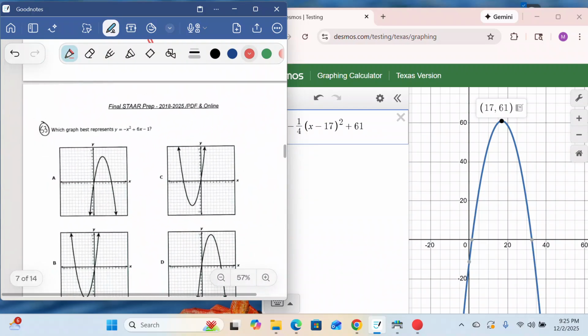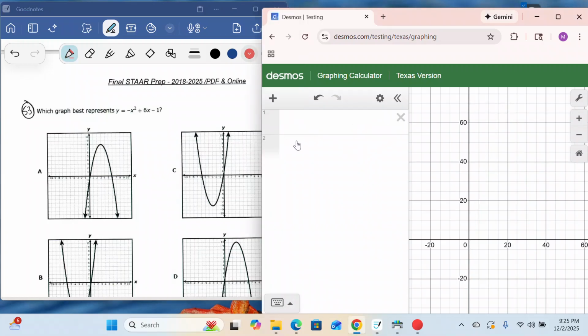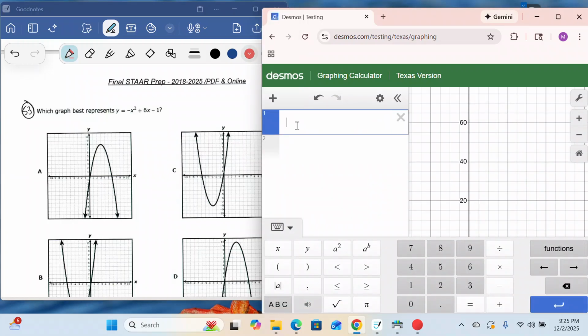Okay, the next one. We have which graph best represents y equals negative x squared positive 6x minus 1. And all it is, is inputting in decimals and making sure that they match. And automatically, by putting it into decimals, you can eliminate two of them. So we got negative x squared, positive 6x, minus 1.